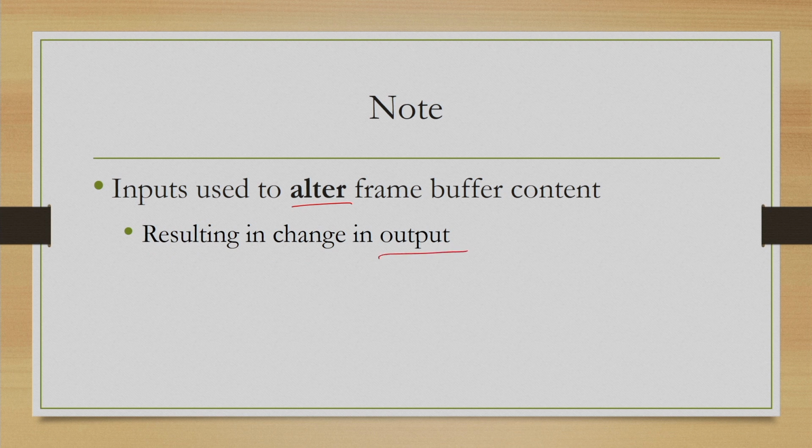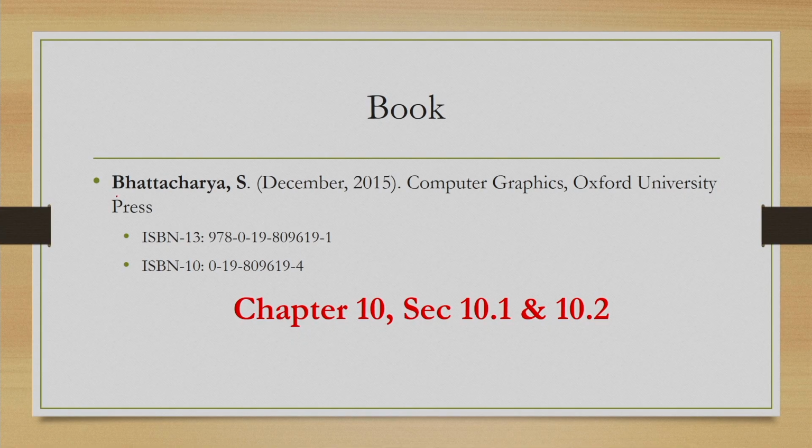So, that is in brief how we can provide input and how it affects the frame buffer content to get different outputs. Whatever I have discussed today can be found in this book. You may refer to chapter 10, these two sections, section 10.1 and 10.2.